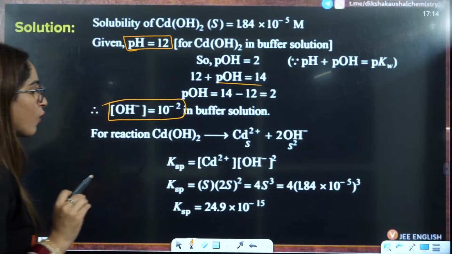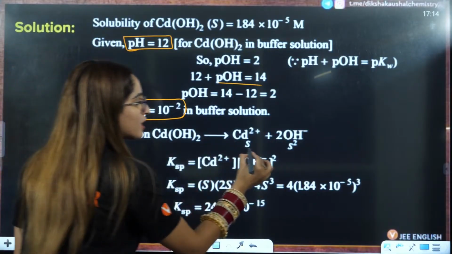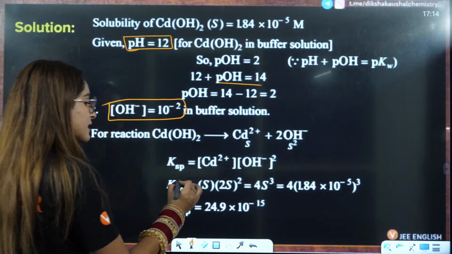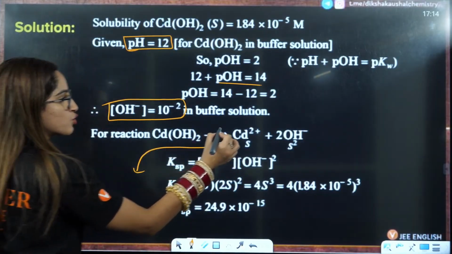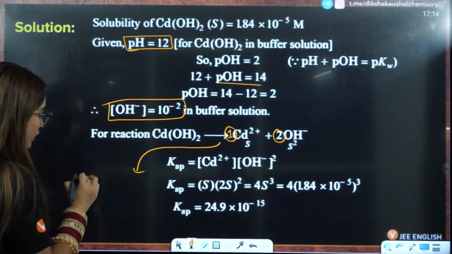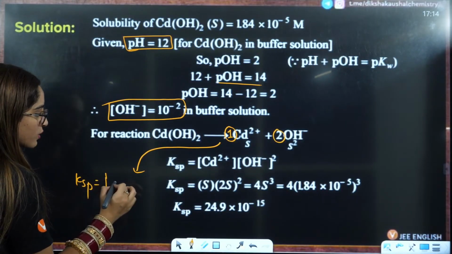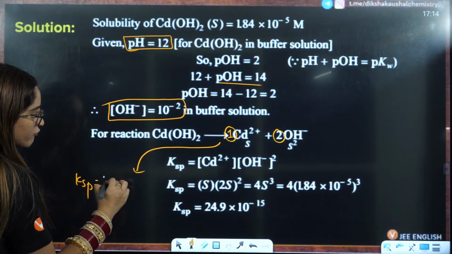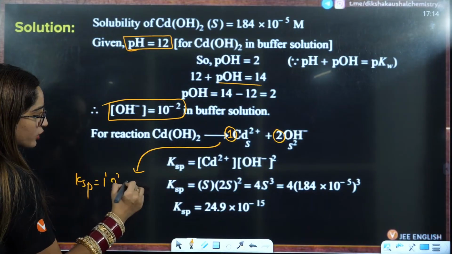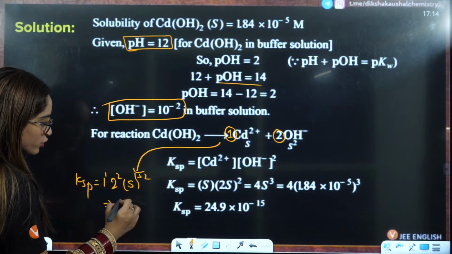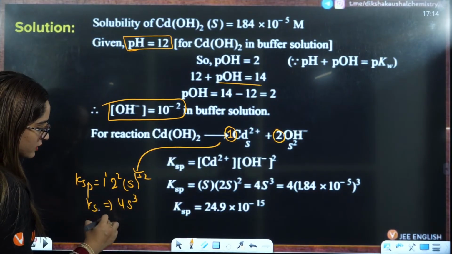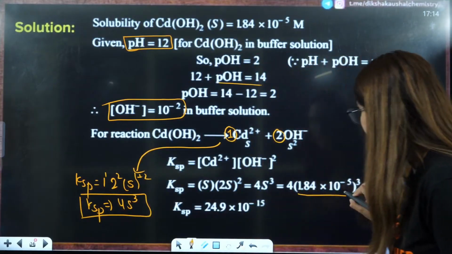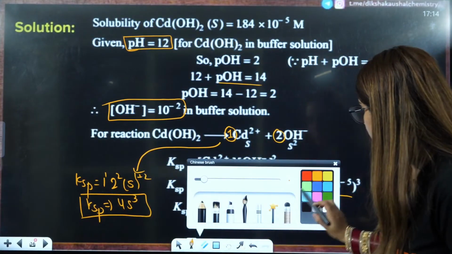Now, solubility is also given to you. If you solve in terms of solubility, the stoichiometry of Cd is 1 and of OH is 2. So Ksp is going to be 1 raised to power 1, 2 raised to power 2, solubility of 1 plus 2, that is going to be 4S cubed. That is going to be the value of Ksp. You'll put the value of solubility given in the question, and hence you will get the value of Ksp.